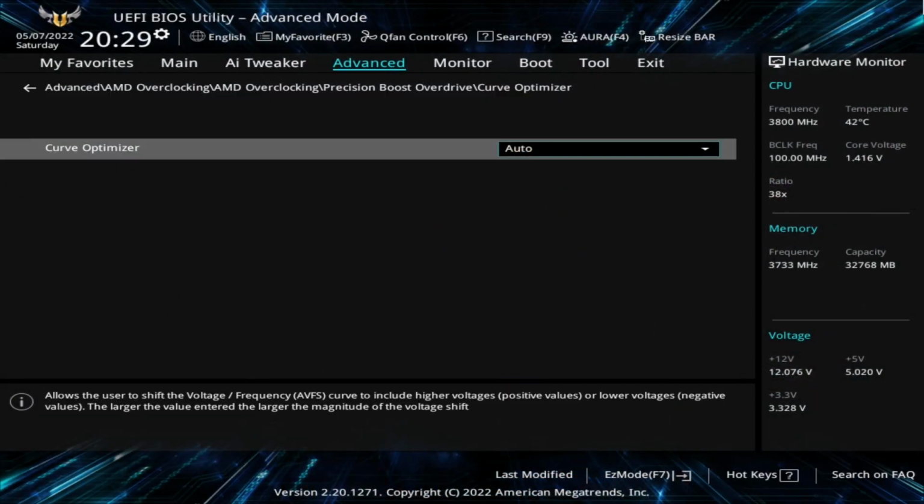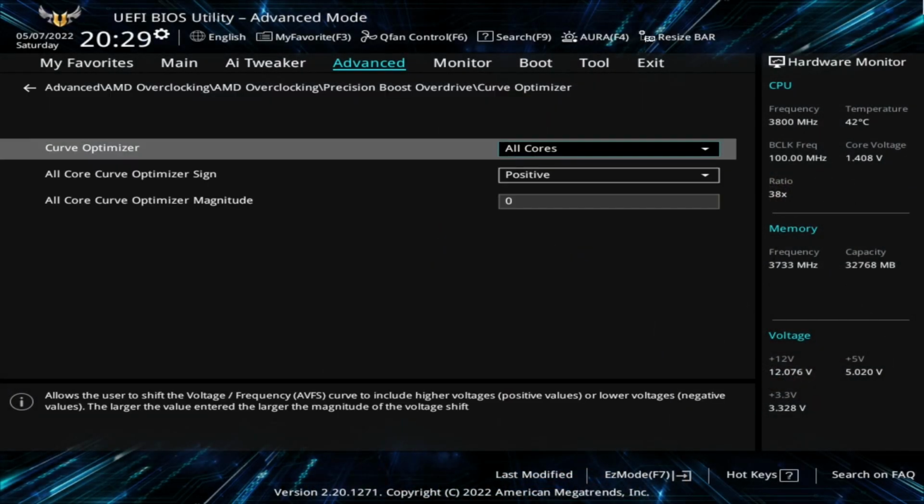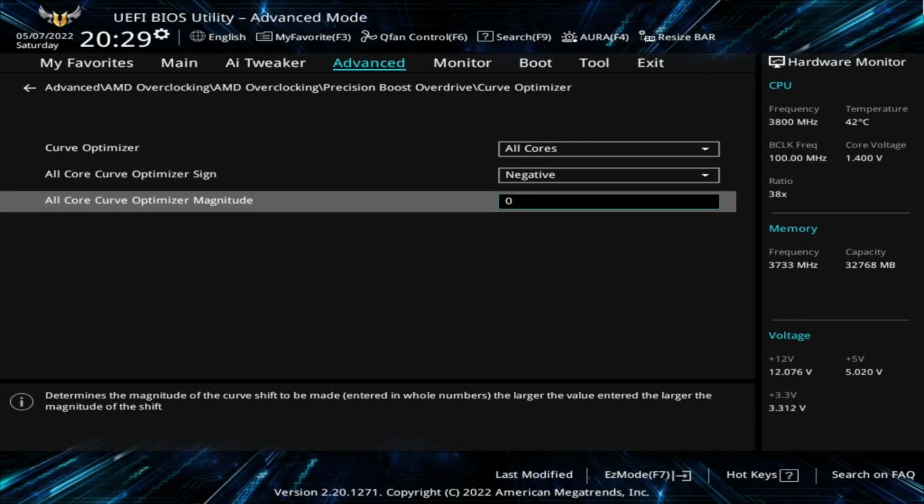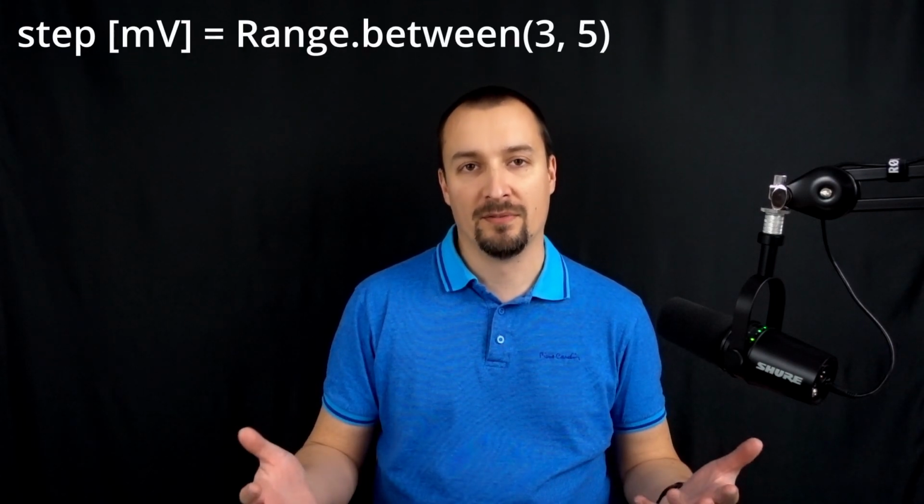Since AMD applies way too much voltage with their stock curve, it would be foolish to use the positive Curve Optimizer sign. Therefore, always use the negative sign. The magnitude range goes from 0 through 30, and it determines by how much the operating voltage is shifted in the voltage to frequency curve. I will refer to this attribute as offset. For the record, each step is equal to 3 to 5 millivolts.